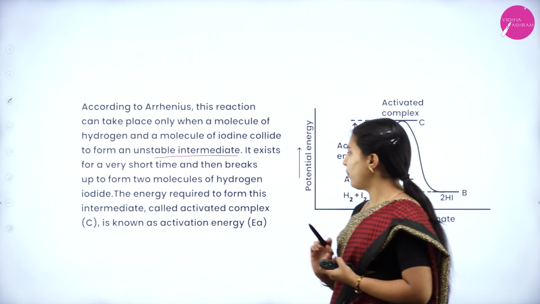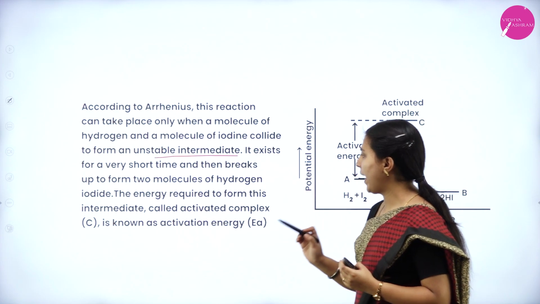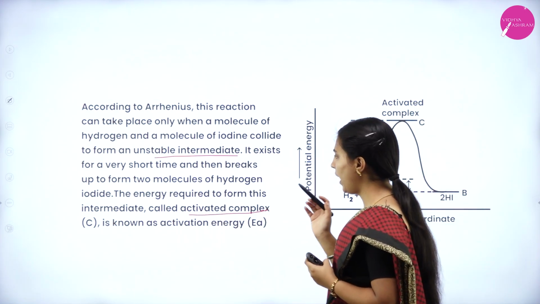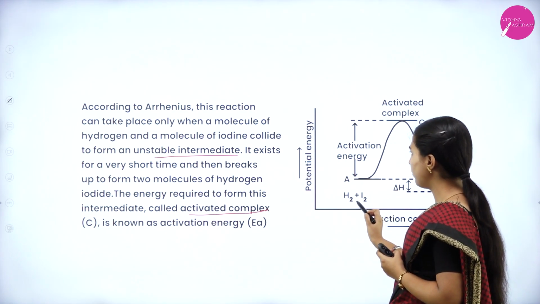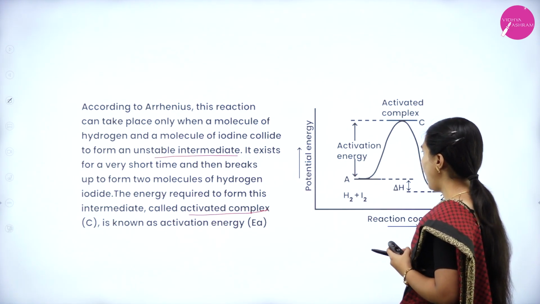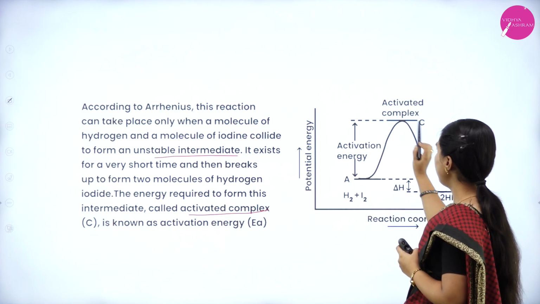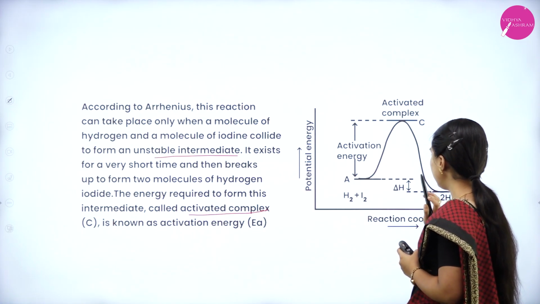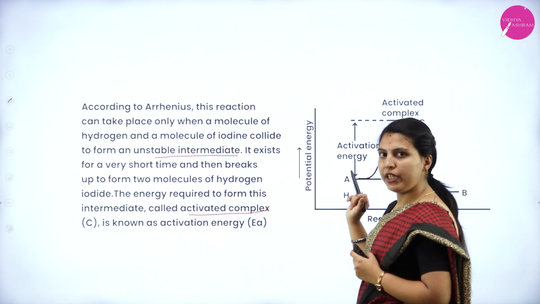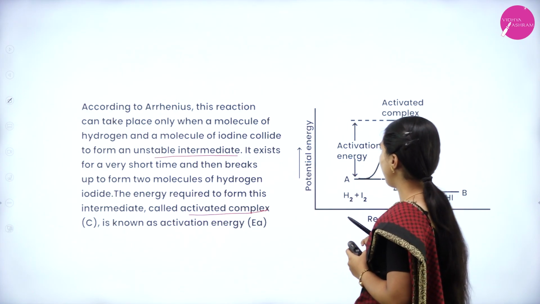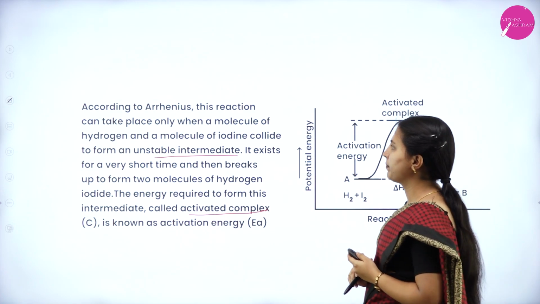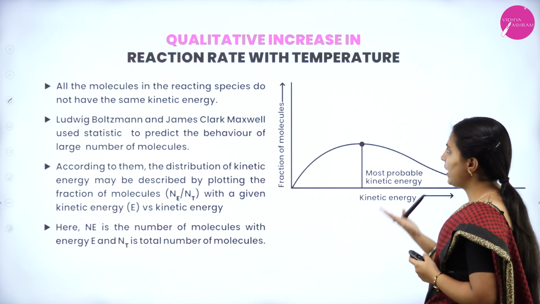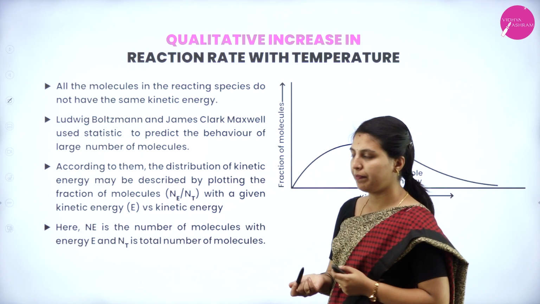The energy required to form this intermediate, called activated complex, is known as activation energy. See here, the two reactant molecules need some activation energy and form the activated complex. In between, some unstable intermediate will form. This is potential energy, this is reaction coordinate. Qualitative increase in reaction rate with temperature.